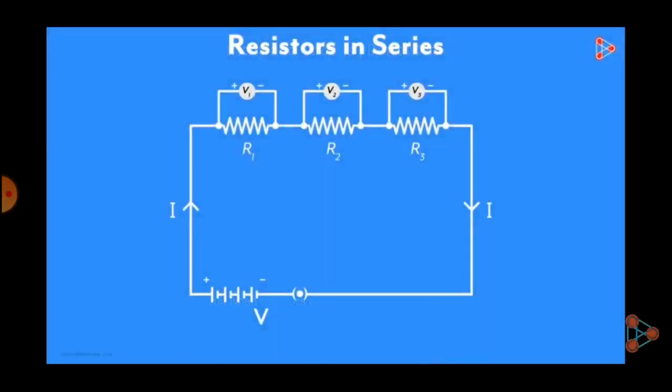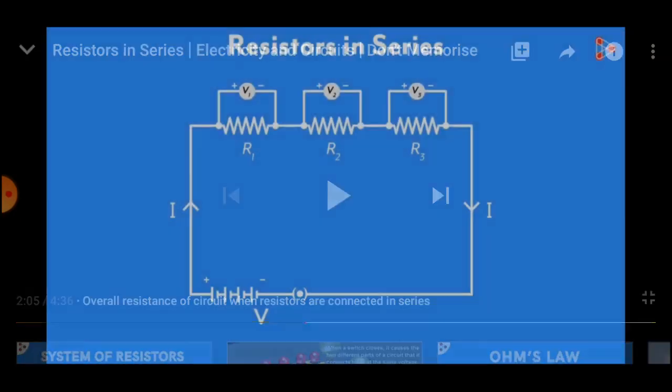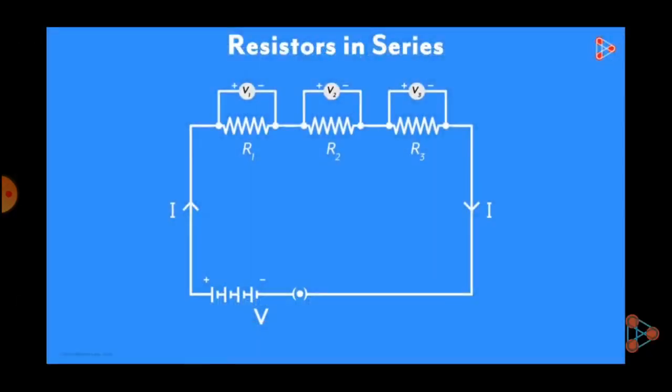Consider three resistors of resistance R1, R2 and R3 which are connected in series with a battery and key. The amount of current passing through each resistor is I. Since it is connected in a single path, not multiple paths, in a series circuit all the resistors are connected in a single path, so the amount of current passing through each resistor will be the same, that is I.